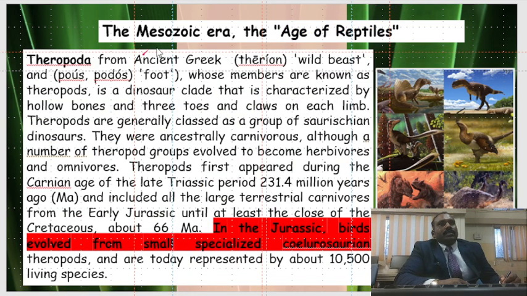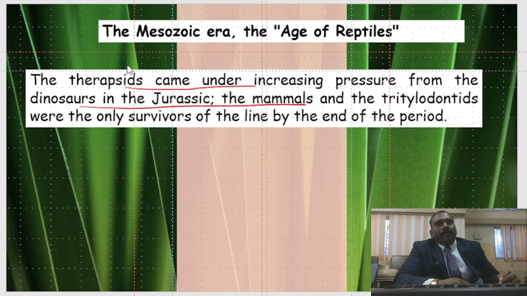In the Mesozoic era, the age of the reptiles, theropods rose to prominence. In the Jurassic, birds evolved from small specialized coelurosaurians, giving around 1500 living species. This is also the Mesozoic age of the reptiles, when the therapsids and mammals came under increasing pressure from the dinosaurs in the Jurassic.